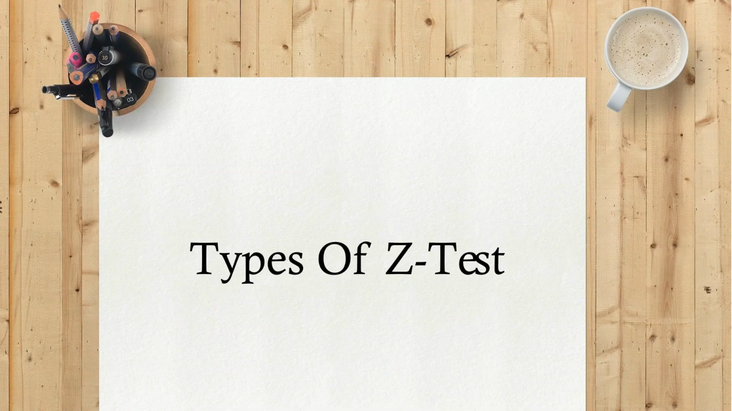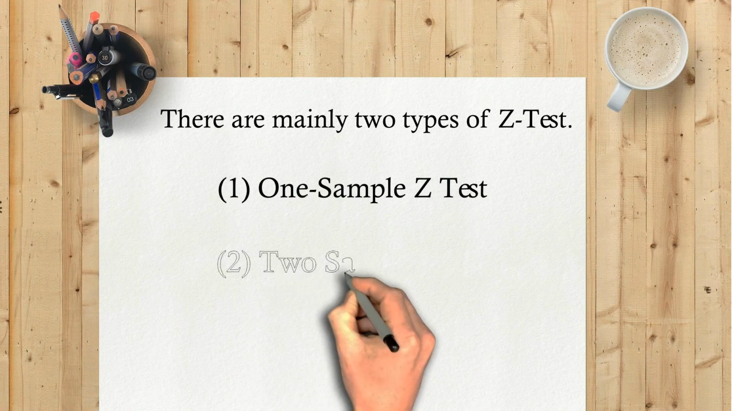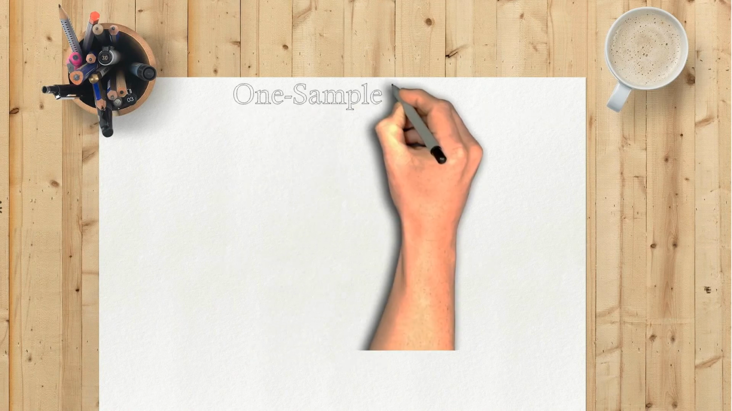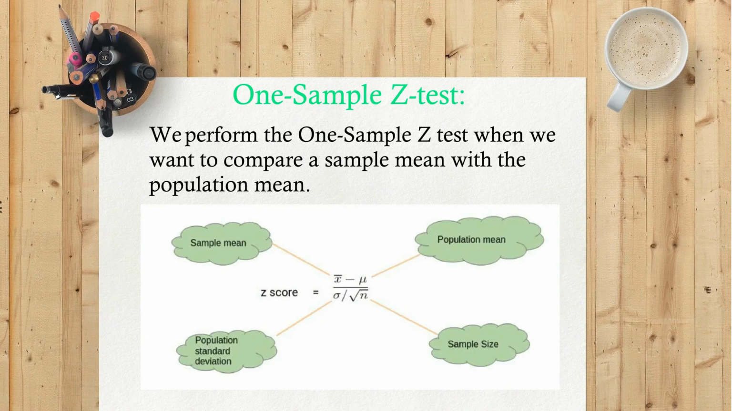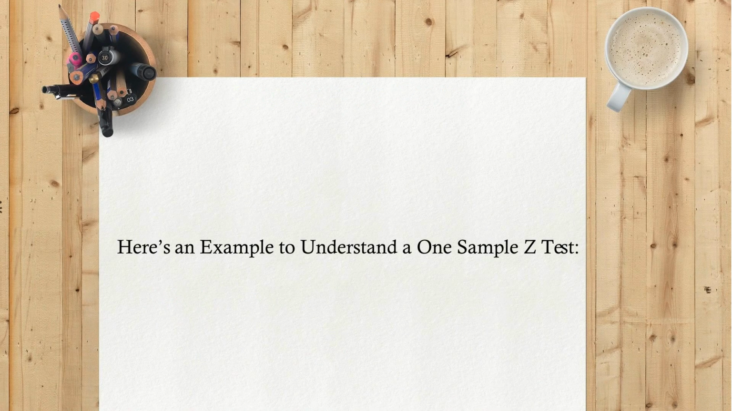Types of z-test. There are mainly two types of z-test. 1. One-sample z-test. 2. Two-sample z-test. One-sample z-test. We perform the one-sample z-test when we want to compare a sample mean with the population mean. Here's an example to understand a one-sample z-test.